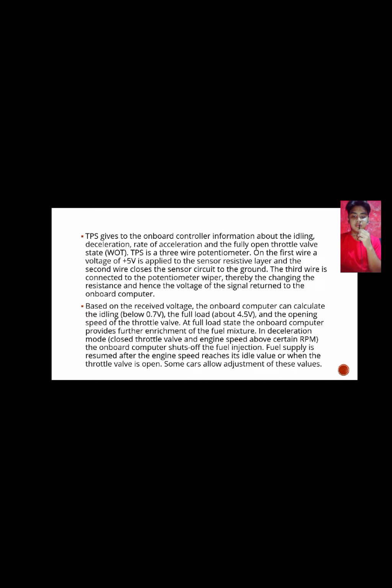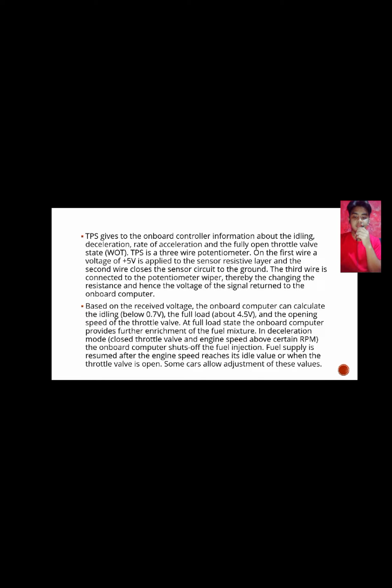The third wire is connected to the potentiometer wiper, thereby changing the resistance and hence the voltage of the signal returned to the onboard computer. Based on the received voltage, the onboard computer can calculate the idling, below 0.7 volts, the full load, about 4.5 volts, and the opening speed of the throttle valve. At full load state, the onboard computer provides further enrichment of the fuel mixture.